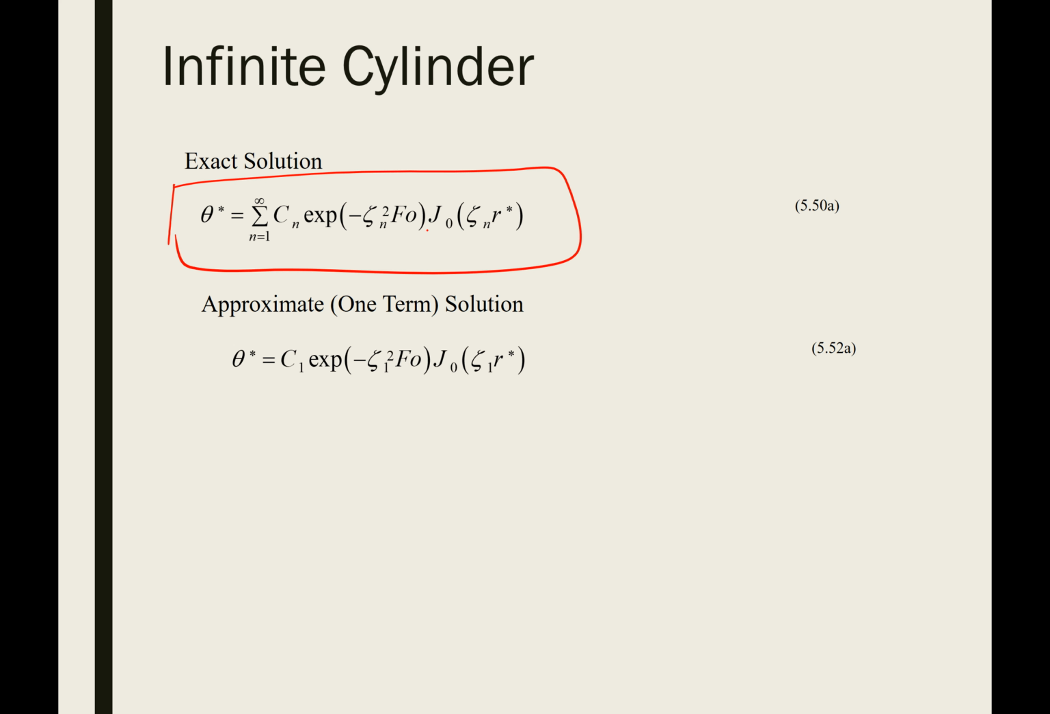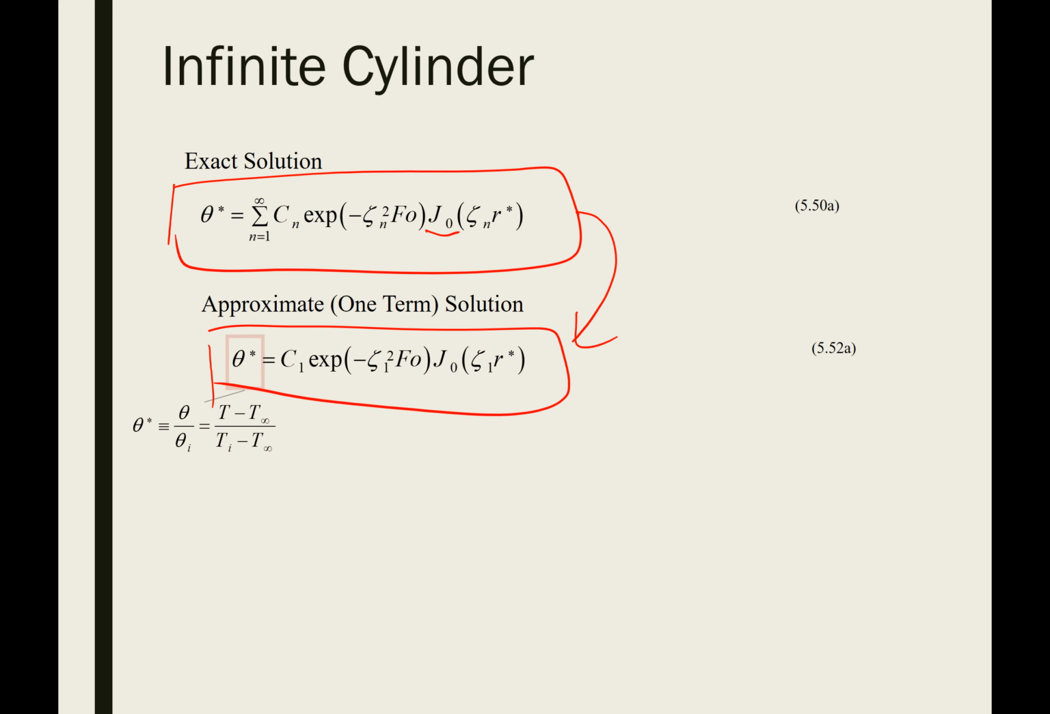So now we have a new term, which is this J naught. This is something called the Bessel function, which I'll define later. And we can certainly just take the first term of that infinite series and get a pretty good approximation for how temperature evolves with respect to R and time.